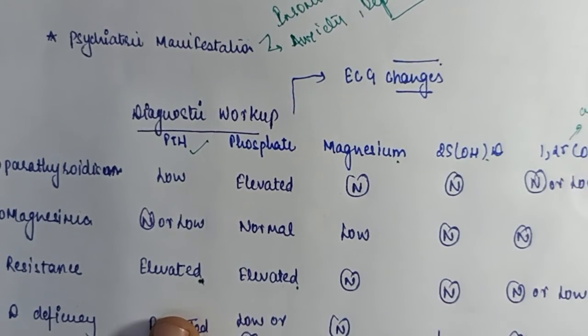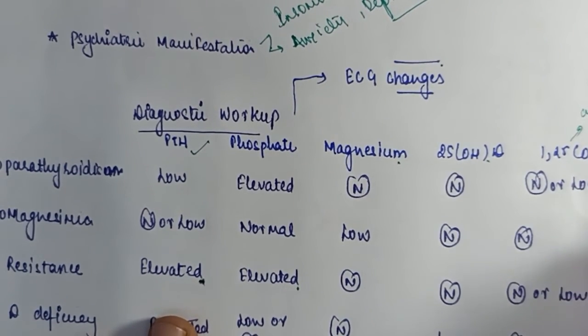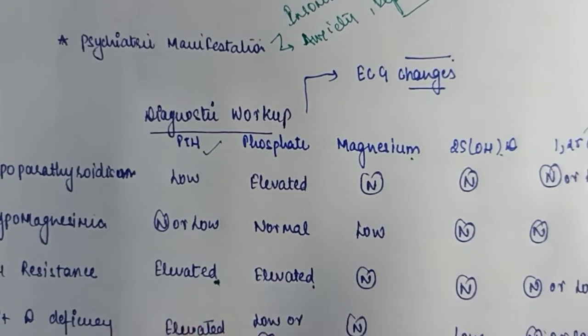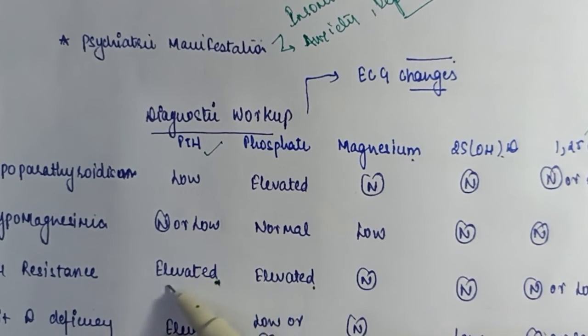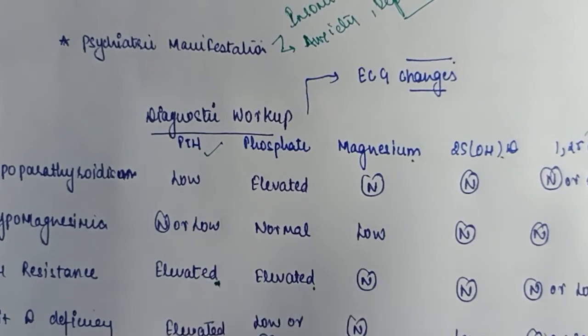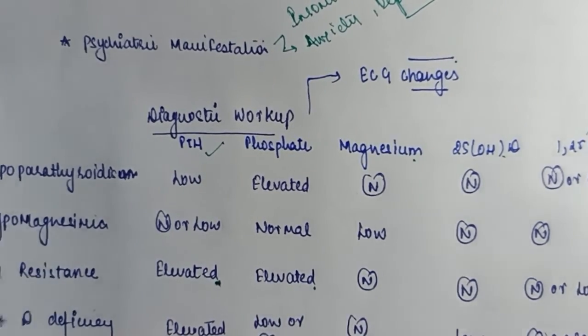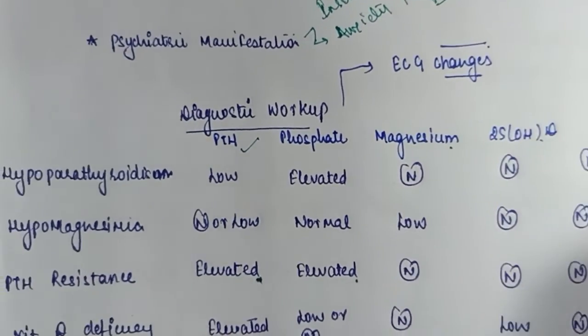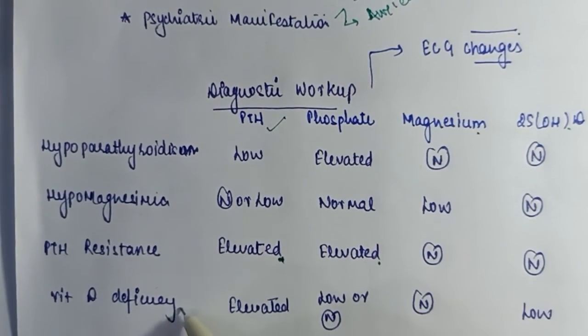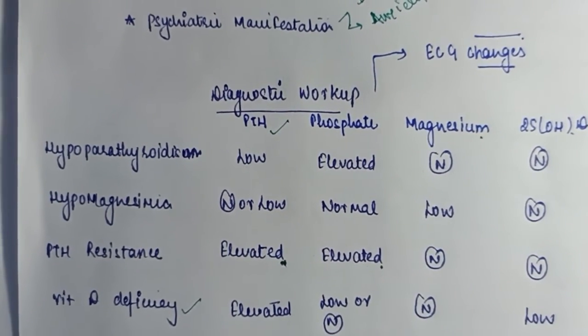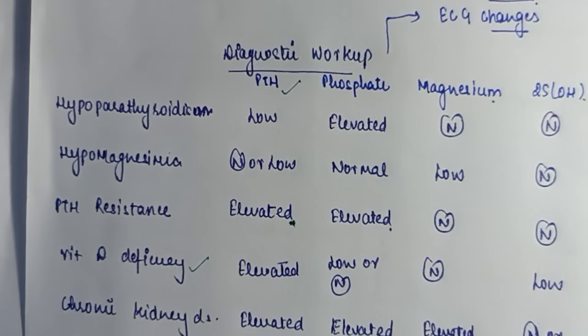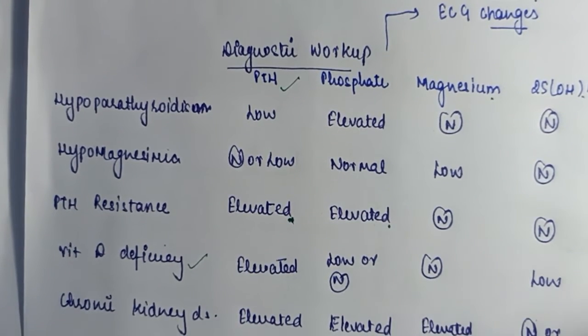Hypocalcemia with hypoparathyroidism and hypocalcemia with hyperparathyroidism. For hypocalcemia with hyperparathyroidism, one cause we have discussed is CKD, and another is PTH resistance. In PTH resistance, parathyroid hormone levels as well as phosphate levels will be elevated and the rest of the things are normal. The next important cause is vitamin D deficiency. In vitamin D deficiency also, there will be secondary hyperparathyroidism. Phosphate levels will be low or normal.